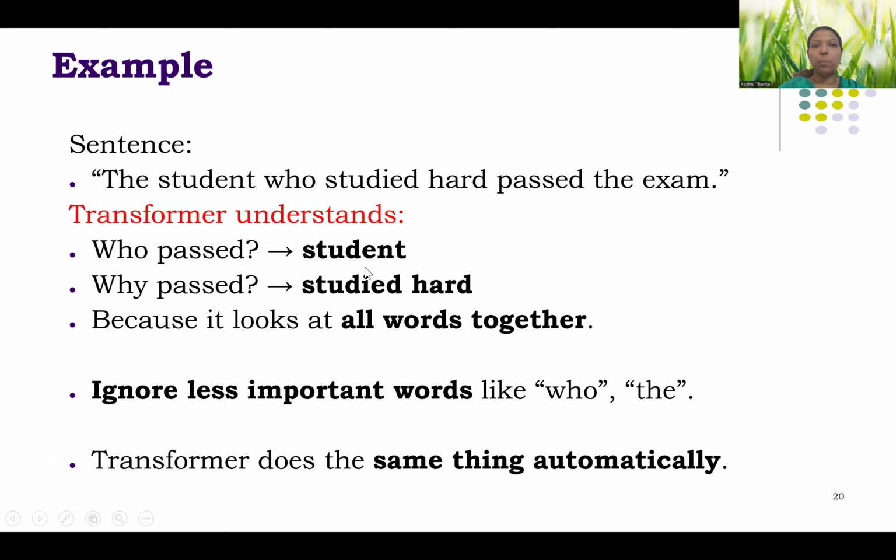So it can remember who passed, why they passed: the student passed, and they passed because they studied hard. This is how they understand the important keywords as well as their relationship. So it may ignore the less important words like who, the, and so on. That's the same thing, it will do automatically.